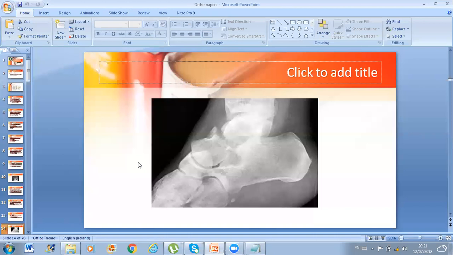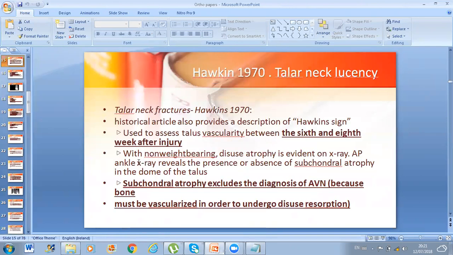Still, there is an article for it also, that Hawkins sign is not a must, but Hawkins gives you a satisfaction that yes, the bone is alive. Lucency occurs when the fracture is fixed and there is blood supply. The sign of revascularization. Okay, so this is the article, 1970, Taylor, neck lucency.